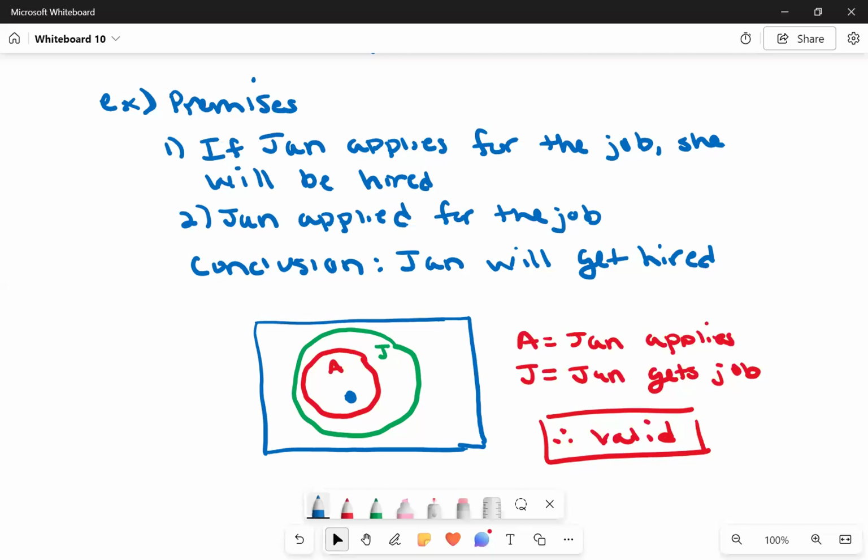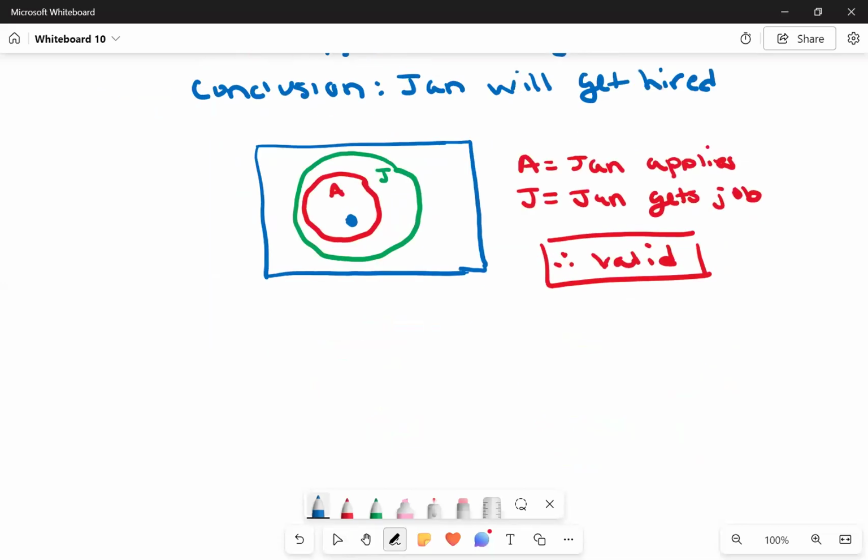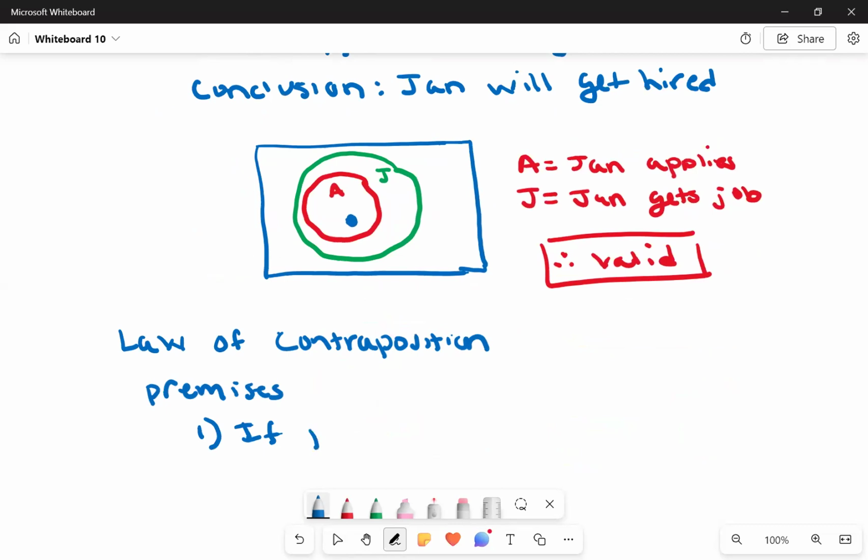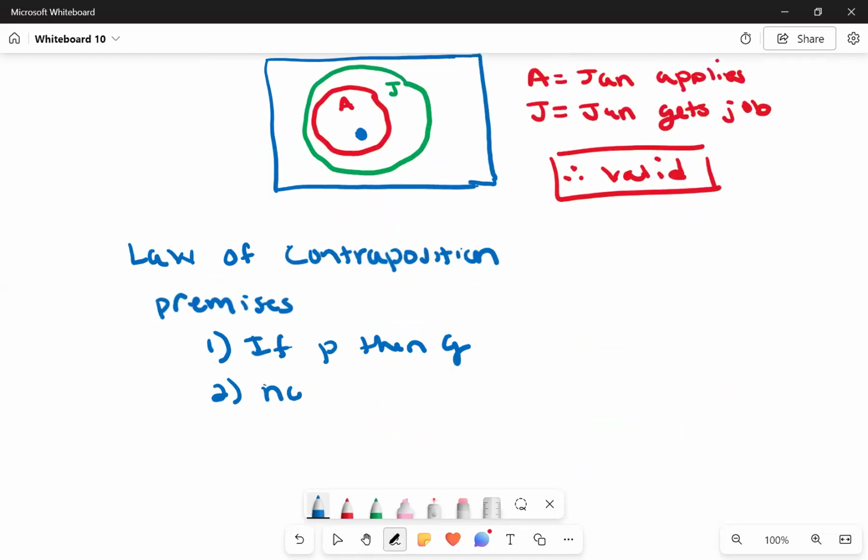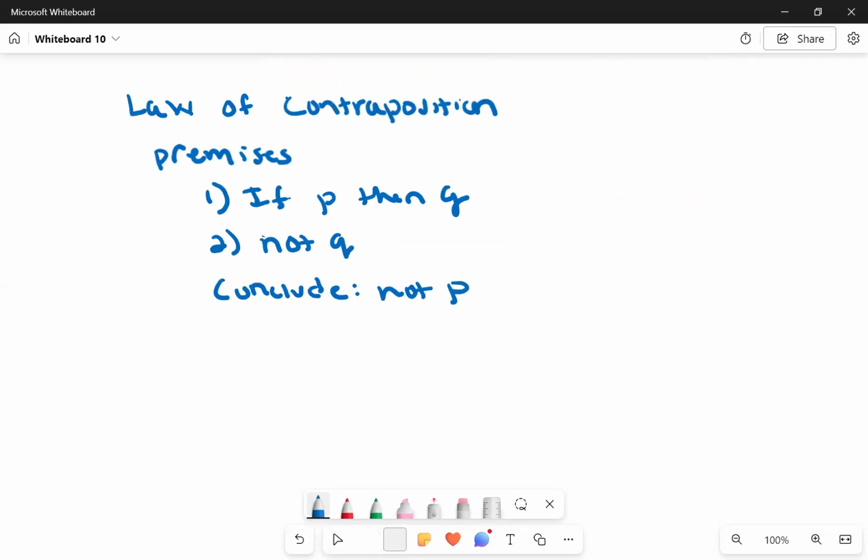All right. Then we have the law of contraposition. The law of contraposition starts with the premises. If P, then Q. But now we're going to use the contrapositive argument. So Q doesn't happen. And we will conclude that P won't happen. All right, let's look at an example of that.